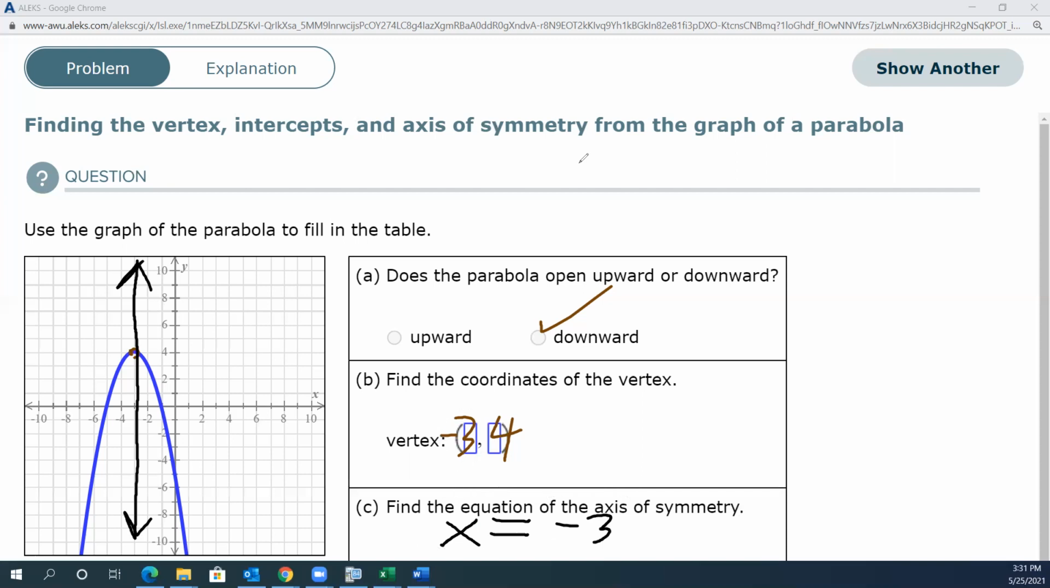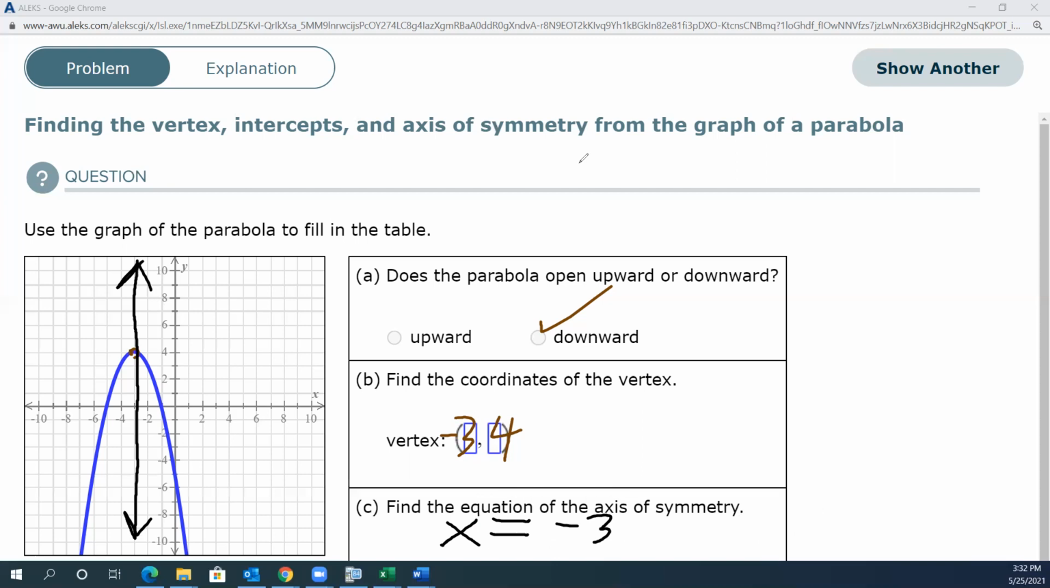And it does say, give me the equation of the axis of symmetry. Here's a mistake a lot of people make. They just say -3. And I say, -3 is not an equation. It's just a number. I need the entire equation. So, you just do that.